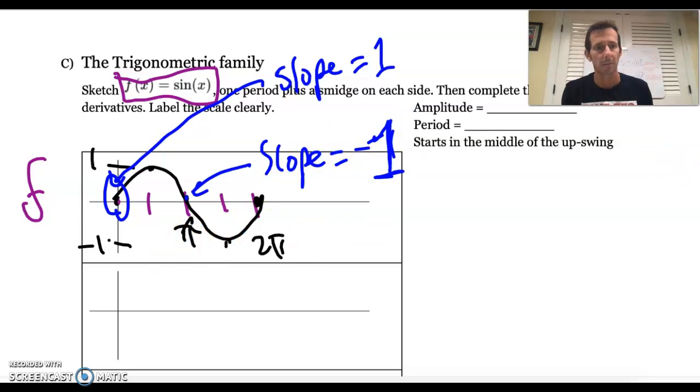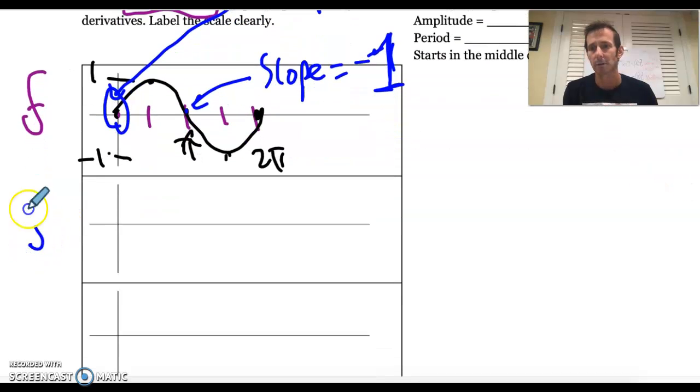So now your job is going to be to graph the derivative of sine below it, just like we were doing with the polynomials, and then keep doing it all the way down, and then we'll look at a pattern at the end. So do that, and actually, pause the video and take care of that.